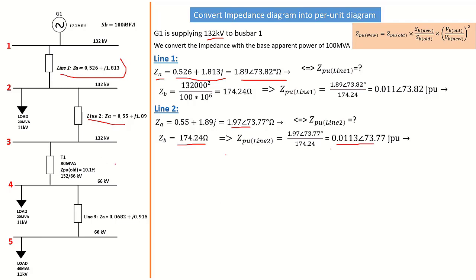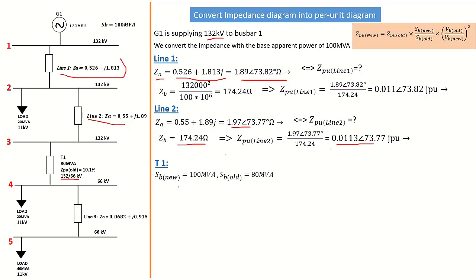Moving on to the transformer T1. Transformer T1 is a bit complicated, but we've done it before. We can see it's a step down transformer. The transformer has a rated apparent power of 80 MVA, so that is going to be considered as our ZB old. Then the Z per unit old is 10.1, that is 0.101%.